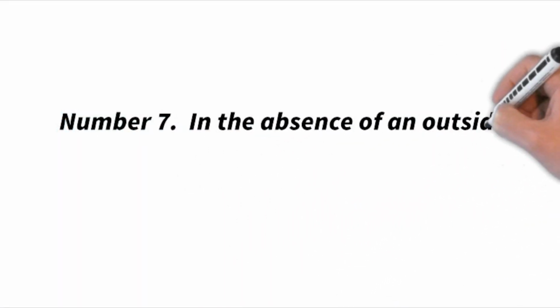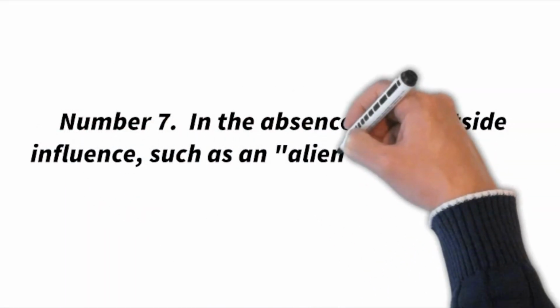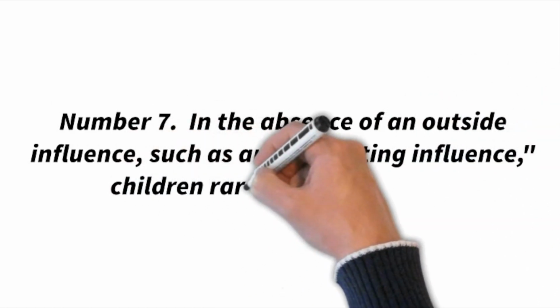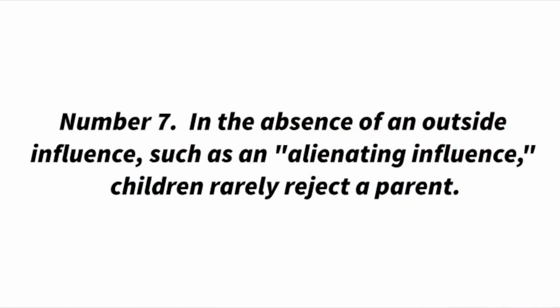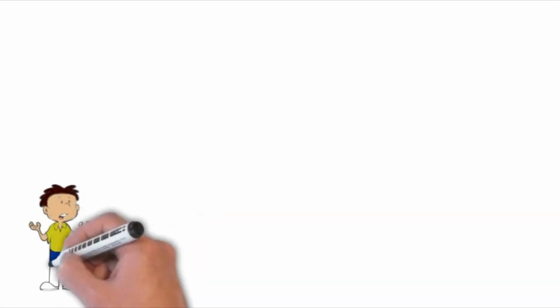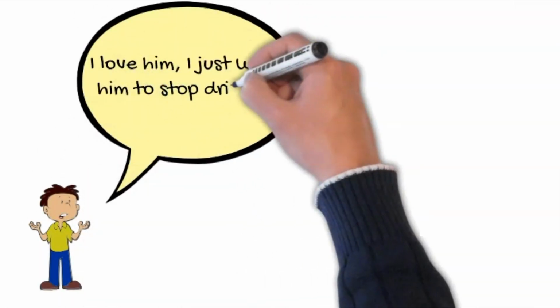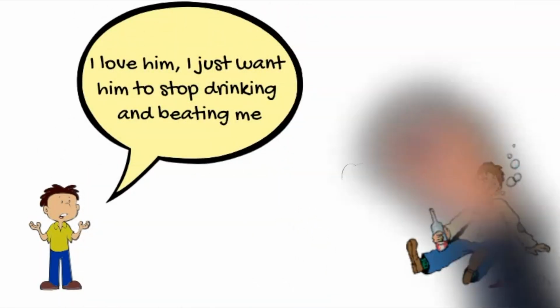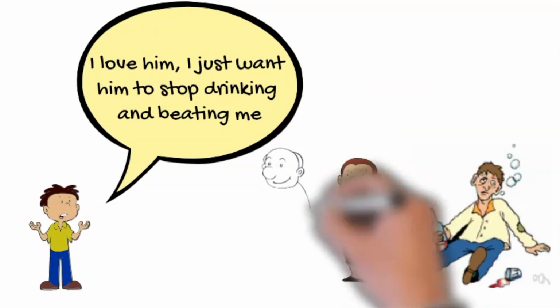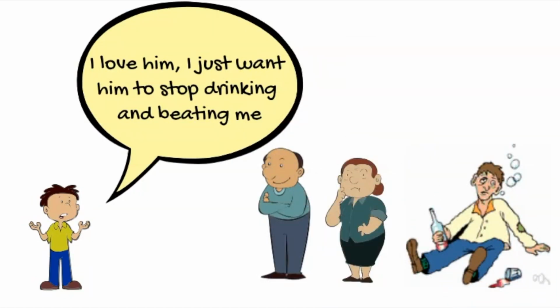Number 7. In the absence of an outside influence, such as an alienating influence, children rarely reject a parent. It's counterinstinctual for a child to reject a parent, even for abusive parents, so it's all the more true for a non-abusive parent.